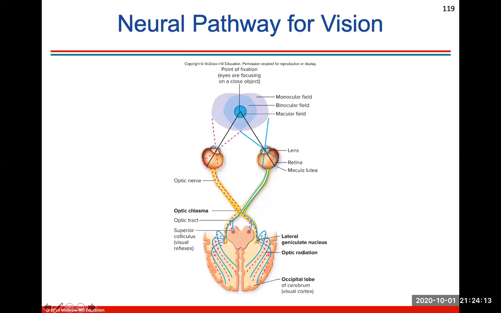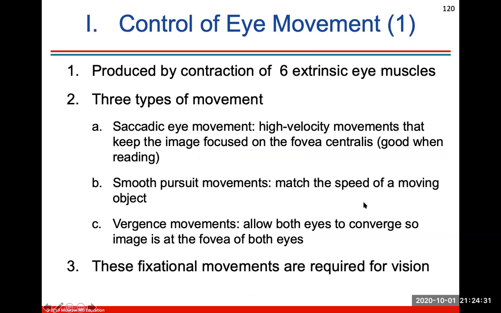Here's the neural pathway for vision. And again, we kind of talked about this already, but anything that comes into the line of vision is put on the opposite side of that eye, and then that side of the eye will take it to that side of the brain. The control of eye movement is produced by contraction of 6 extrinsic eye muscles, and this goes through the 3 types of movement, which I will not ask you questions on.